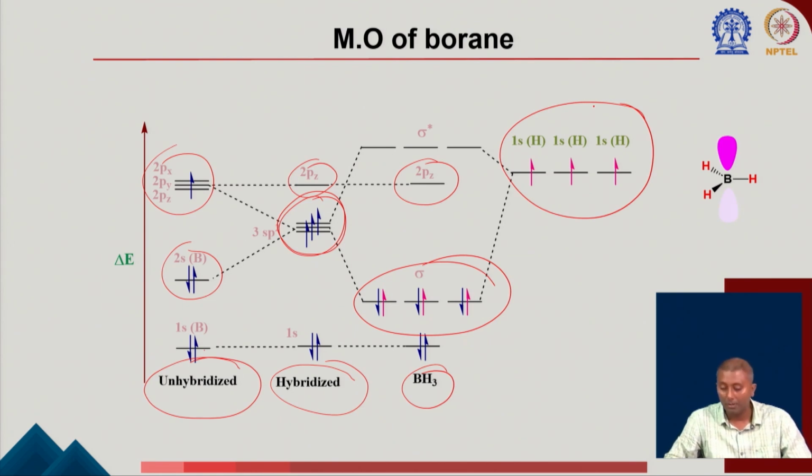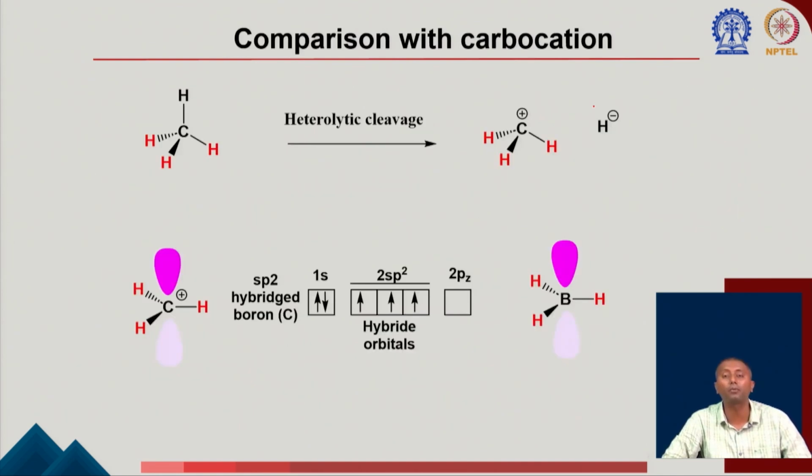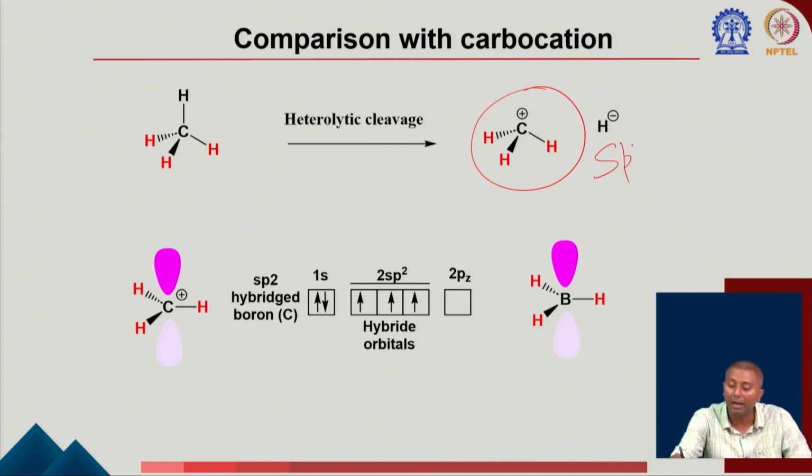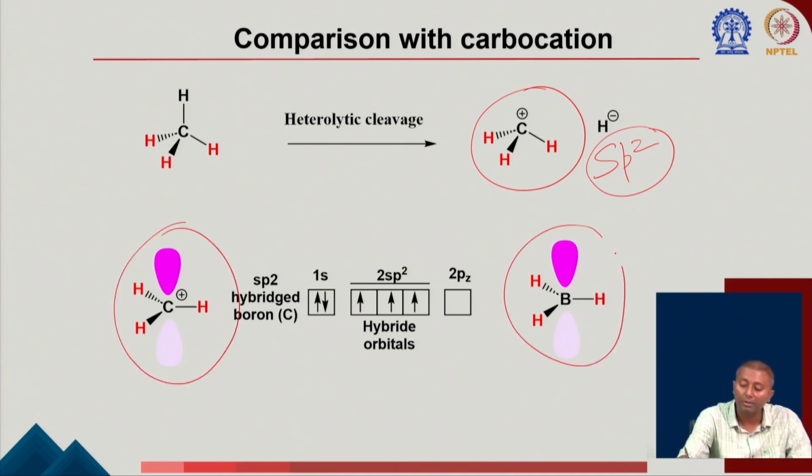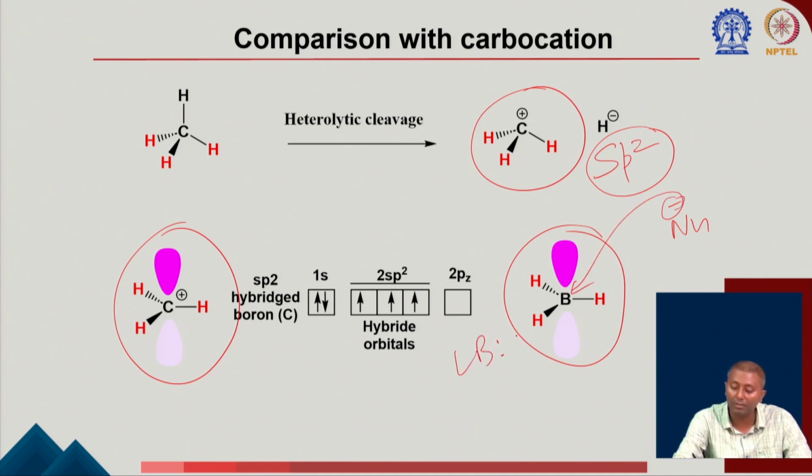Now if you look into the geometry of a carbocation, I talked about carbocations at the beginning of this course. If you remember, from methane through heterolytic cleavage you generate the methyl carbocation. If you look at its structure, you end up finding very similar things. It is sp2 hybridized and has an empty p orbital. So what we are trying to compare is that boron reactivity is very similar to the carbocation. That means they are electronically deficient. So any nucleophile, or anything having a Lewis base with a lone pair, can attack this empty p orbital.